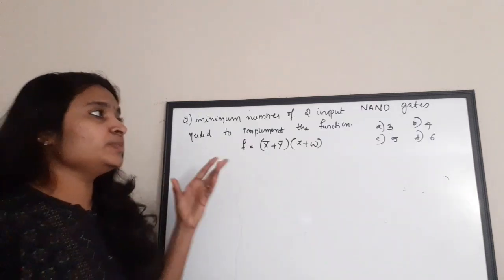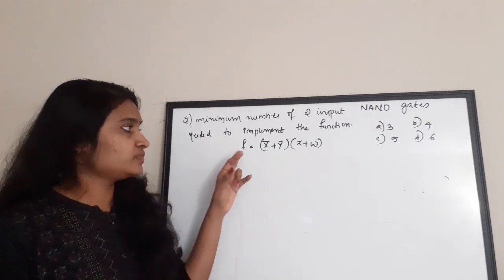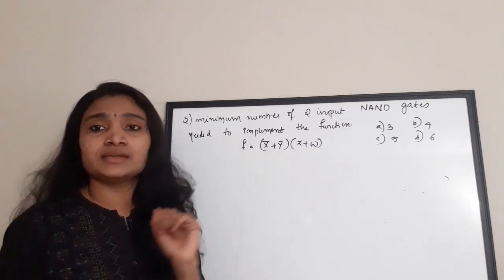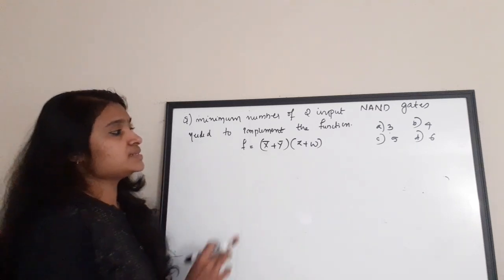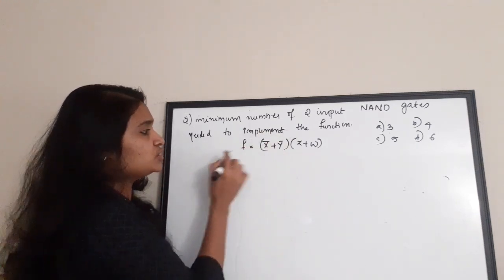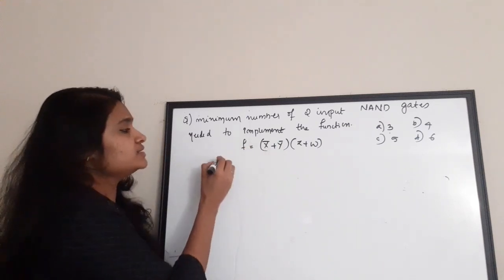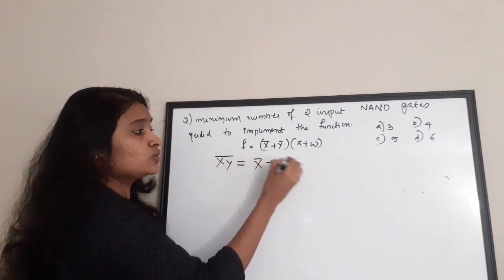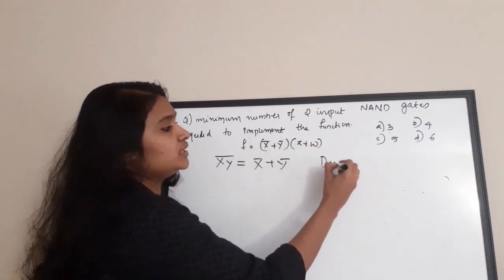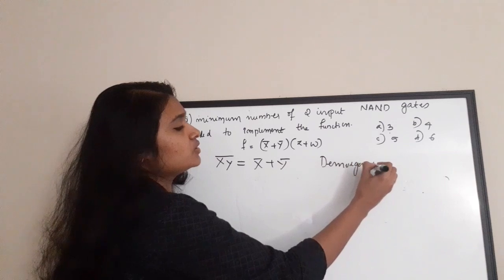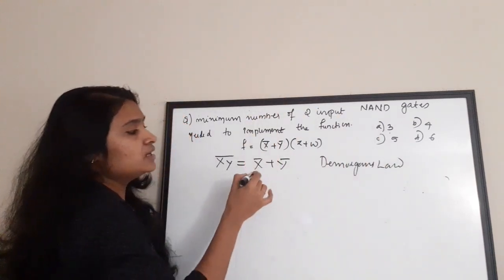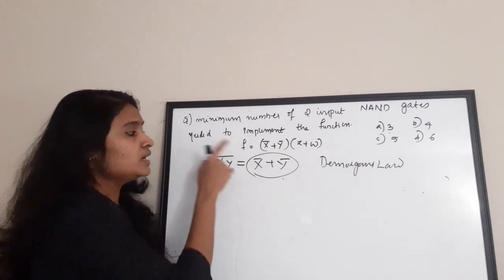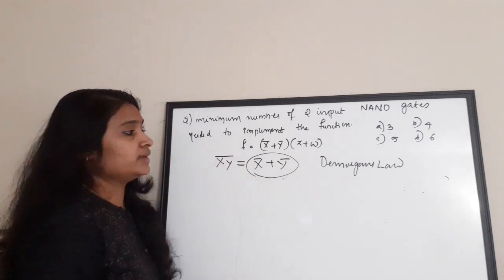A minimum number of 2 input NAND gates to implement this function. Function F equal to X bar plus Y bar into Z plus W. So here there is one expression called X bar plus Y bar, right? We know that XY, the whole complement, is written as X bar plus Y bar. According to which law? It is according to De Morgan's law. According to De Morgan's law, you can write this. Here we are being given X bar plus Y bar, so we can write it in which form? X, Y, the whole bar, right?